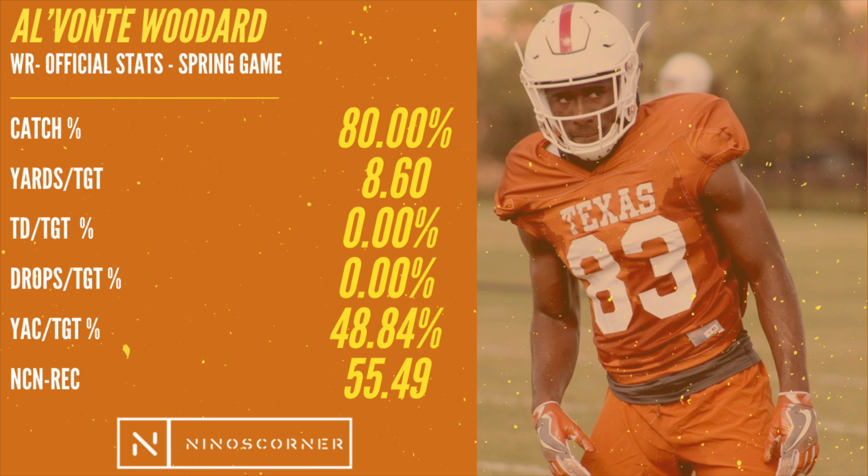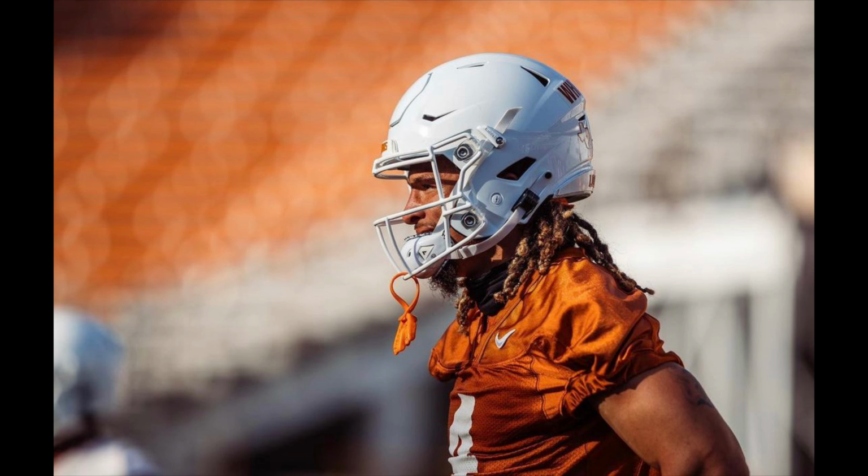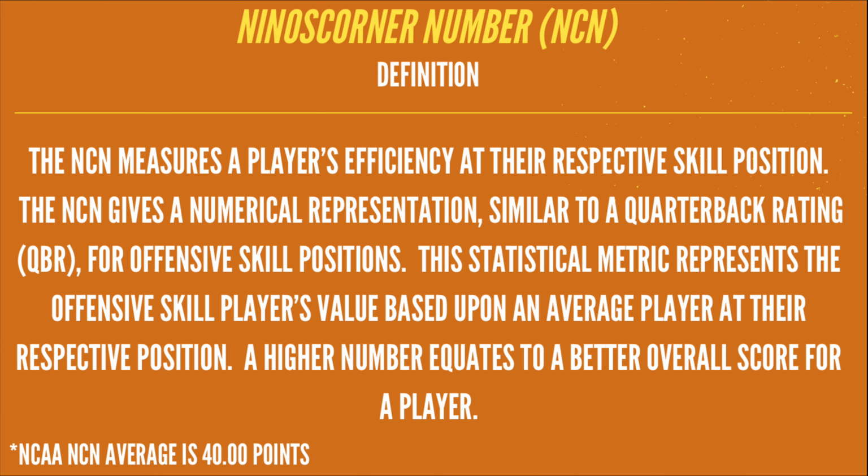Now let's go to the next guy in the line, guys. We just talked about Avante Woodard at 55.49. The next wide receiver, when it comes to the NCN, was Jordan Whittington, 49.05 NCN receiving. Now, guys, mind you, let me just tell you guys, the average NCN for an offensive skill player position is 40 points. So anything above 40 is above average. So Kai Money, him having that 76.11 was extremely above average. Avante Woodard, 55.49, was better than any wide receiver last season as a totality for the 2020 season.